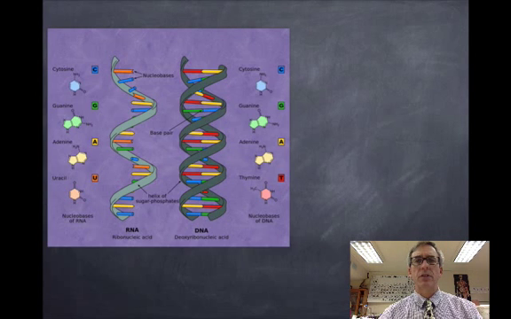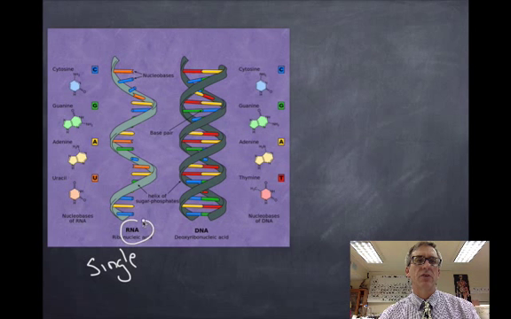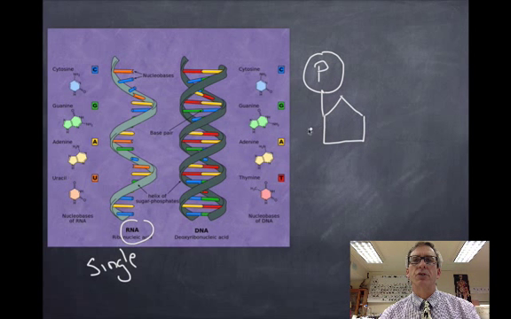If we look a little bit closer at RNA, you might notice right off the bat, RNA is a single-stranded molecule, not a double helix. RNA is just one strand, but its basic building block, its monomer, is still nucleotides. There's still a phosphate group. The phosphate group is still attached to a sugar, but this time the sugar is ribose. And there's still a nitrogen base hanging off of that sugar.